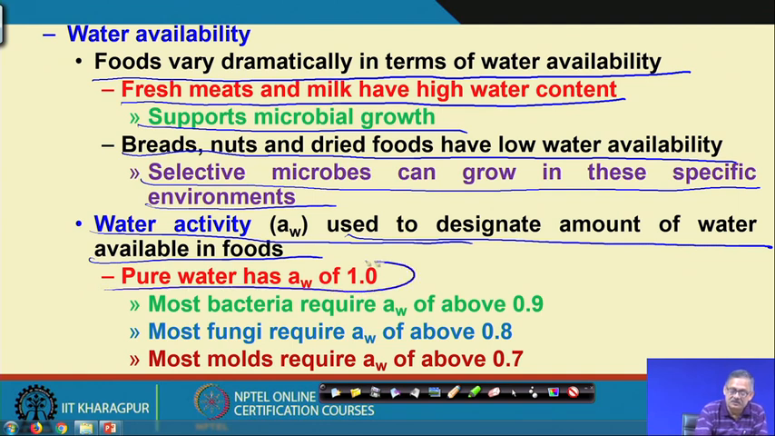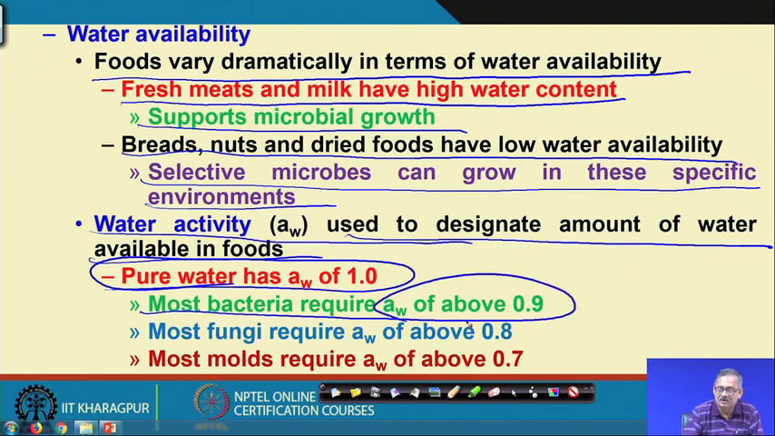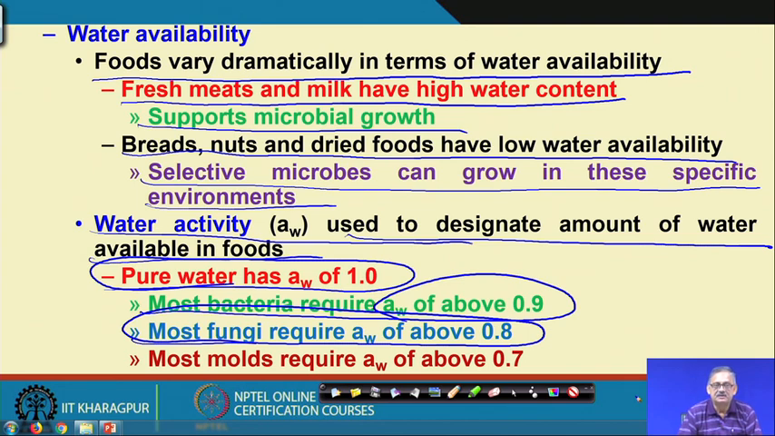So, pure water has a water activity of 1, whereas most bacteria grow at a water activity of 0.9 and above. Most fungi require water activity of 0.8 and above, and most molds require water activity of 0.7 or above, right. So, depending on the water activity, that is the availability of moisture for the organism to grow, different organisms grow at different moisture levels. Right. So, this is one intrinsic property.